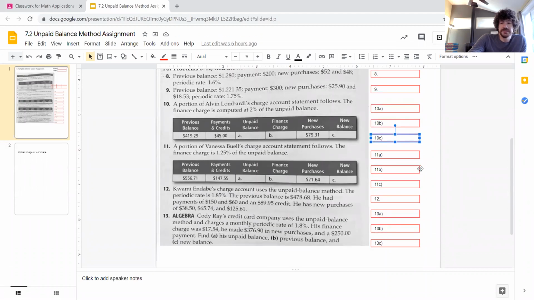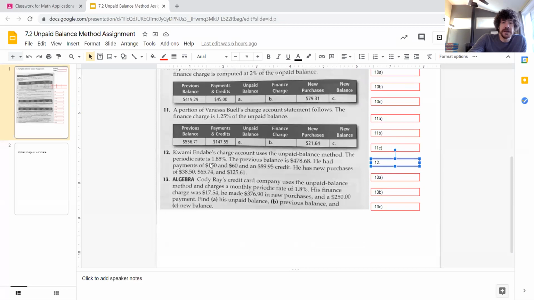Same thing with 11, A, B, and C. 12 is a little different. It gives you a little bit more information. He had payments, so there's 2 payments and a credit. So those 3 numbers will be subtracted. And he also made purchases here, so those will be added together. So there's a little bit more information to work with on number 12, but it's the same process.